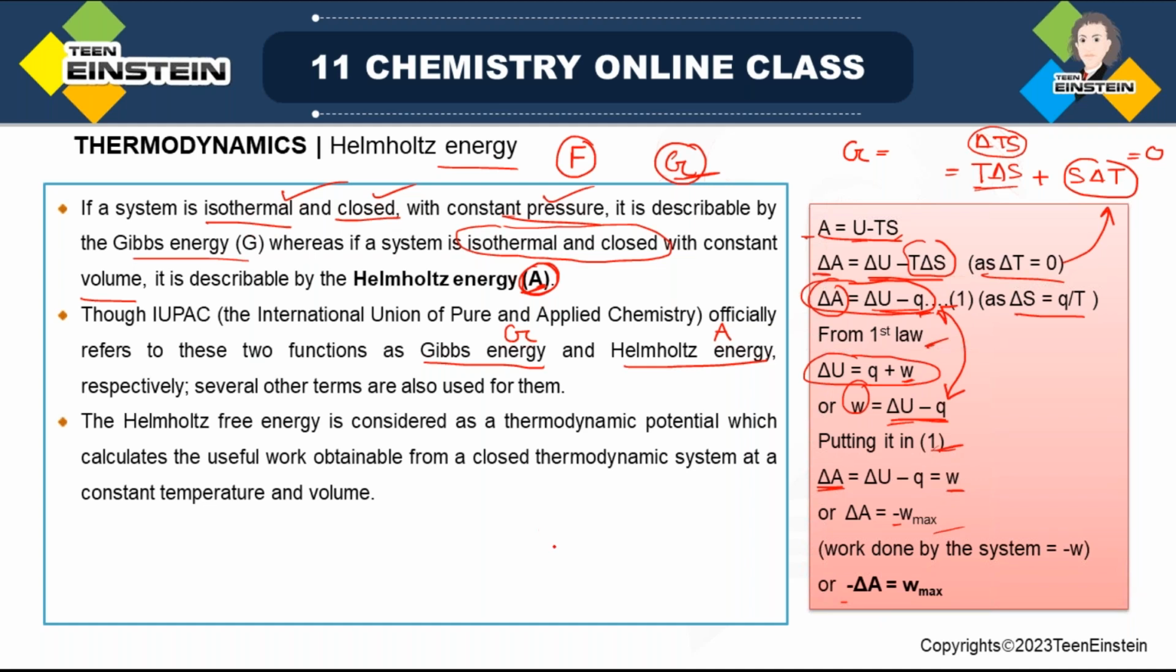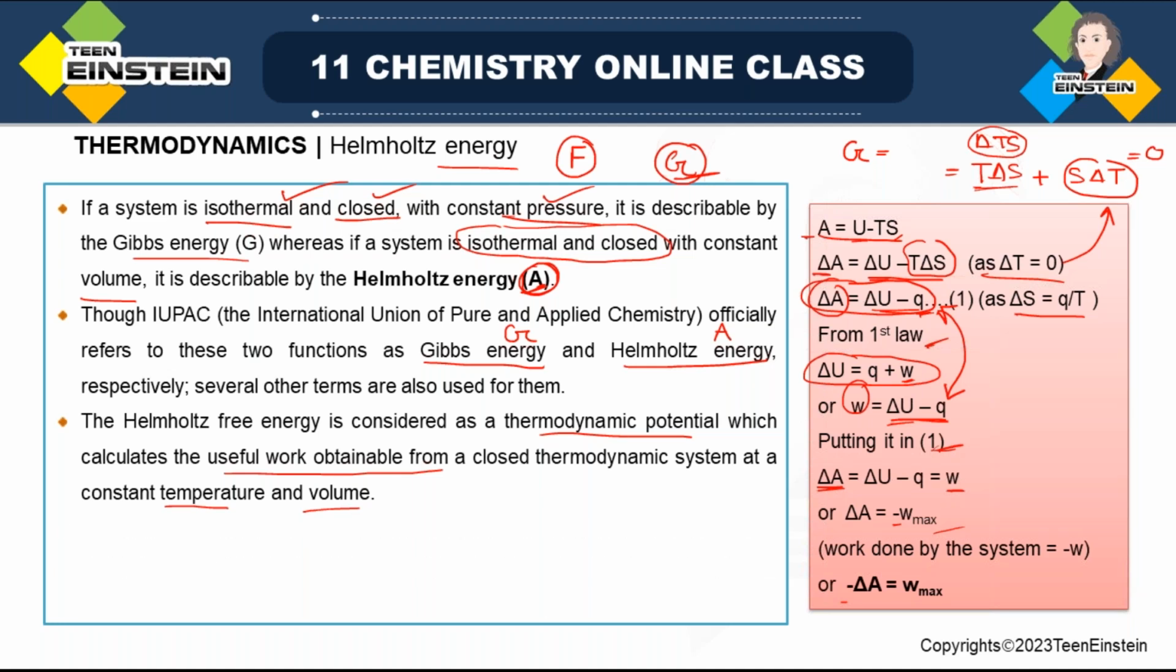So Helmholtz free energy is considered a thermodynamic potential which calculates the useful work obtainable from a closed thermodynamic system, provided these conditions are fulfilled. So it is constant temperature and volume, unlike Gibbs energy where we consider constant pressure. So this is the main difference between Helmholtz and Gibbs energy.